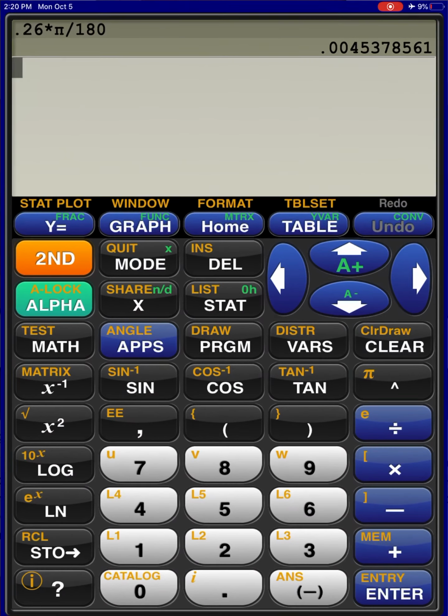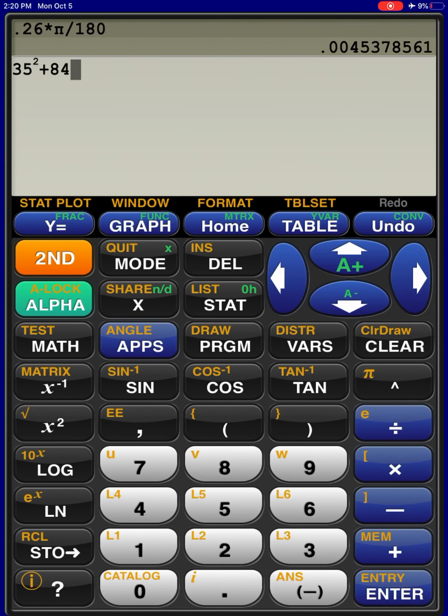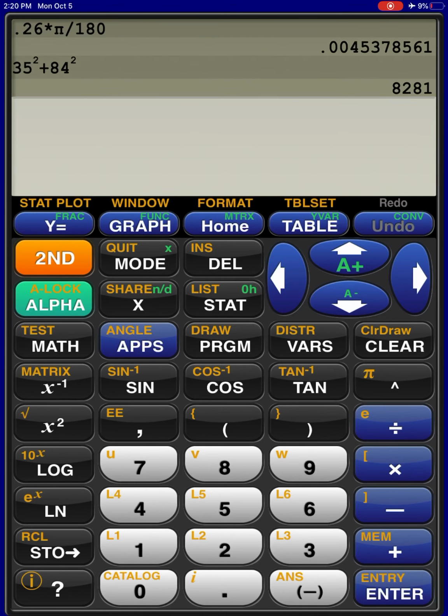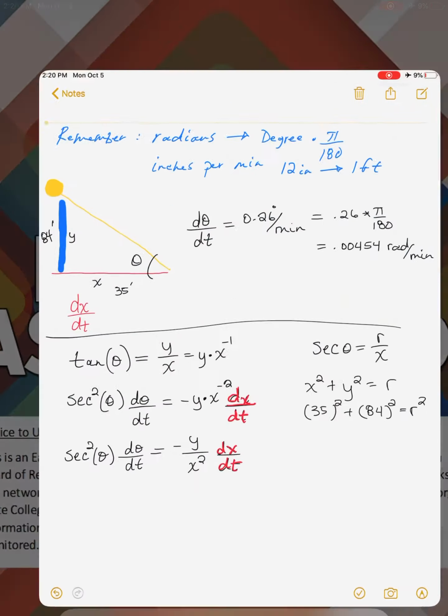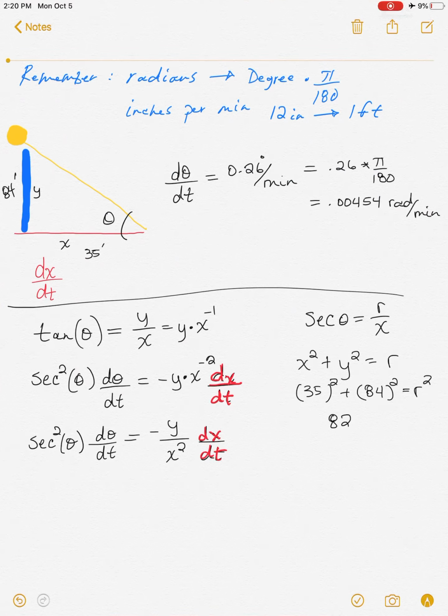And when we run this through our little handy dandy calculator, 35 squared plus 84 squared, we get 8281. 8281 is equal to r squared, and 91 is equal to r. So now we could do some quick substitution. Instead of saying secant squared theta, we can write out what secant is, and that would be 91 over the x value of 35, squared, and d theta dt.